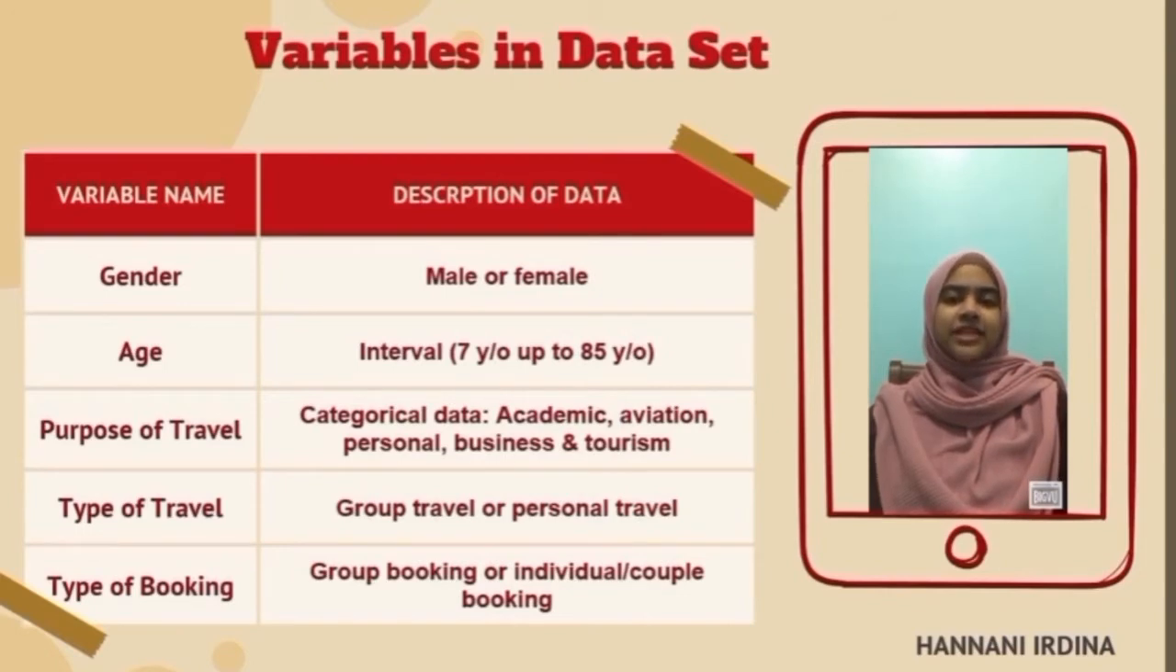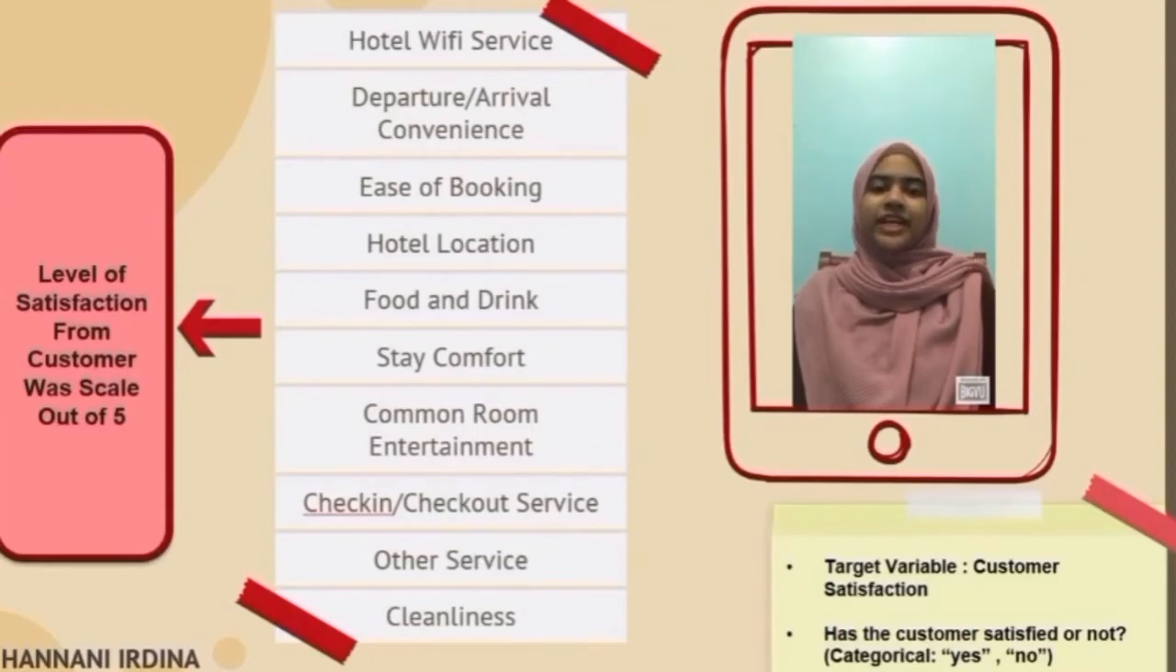The next variable is the purpose of travel, which is categorical data such as academic, aviation, personal, business, and tourism. For type of travel, it describes 2 categories, which are group or personal travel. The type of booking also has categories, which are group booking or individual couple booking. Next, for the other variables, which are hotel Wi-Fi service, departure arrival convenience, ease of booking, hotel location, food and drink, stay comfort, common room entertainment, check-in, check-out service, other service, and cleanliness.